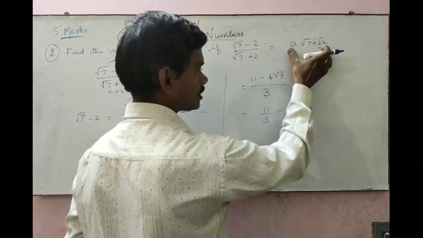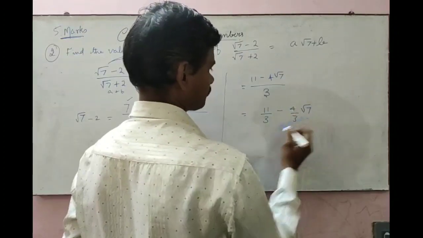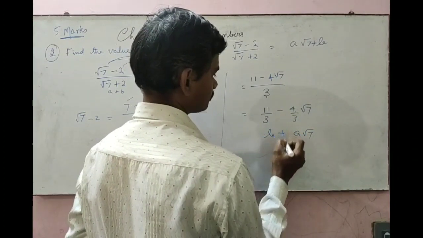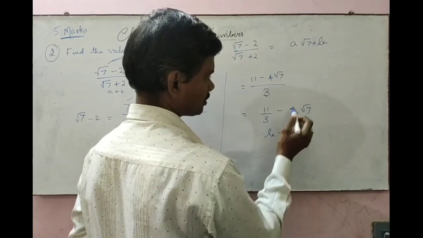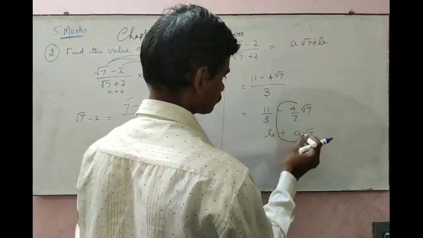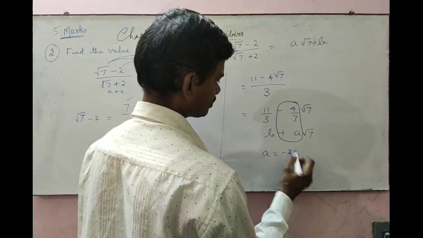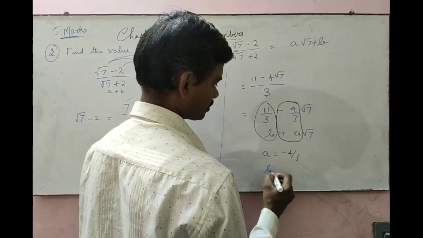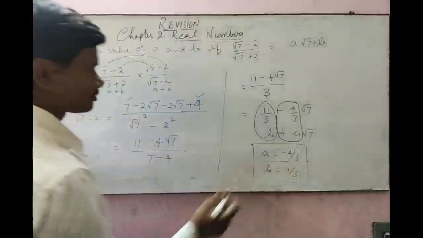Now you compare the answer with the given right side answer, which is a root 7 plus b. So with the root 7, the coefficient of root 7 is minus 4 by 3. So the value of a is equal to minus 4 by 3 and the value of b is 11 by 3. So this is the value of a and b.